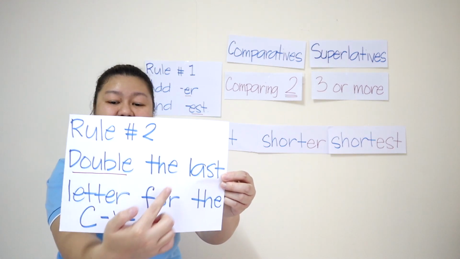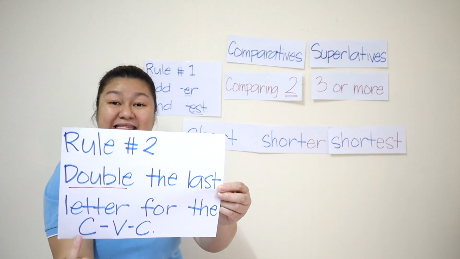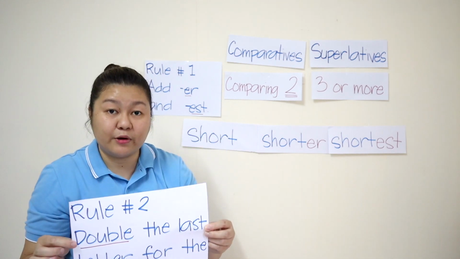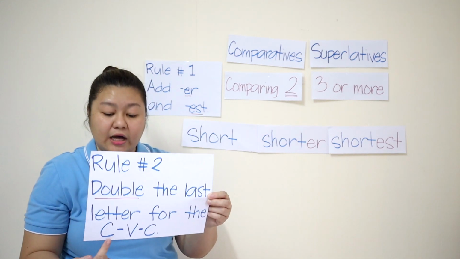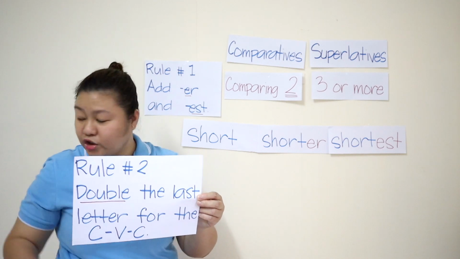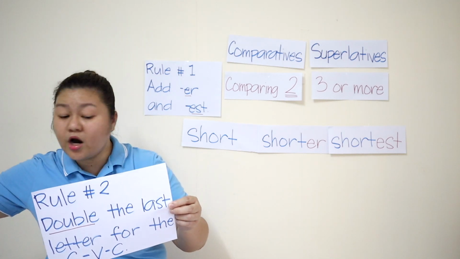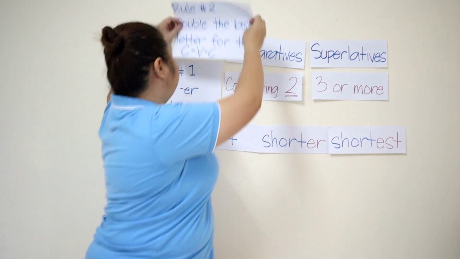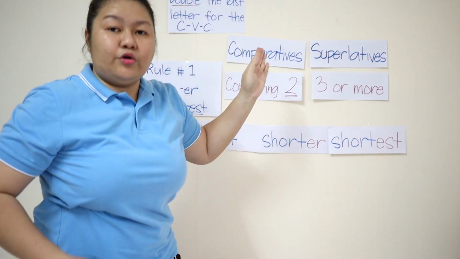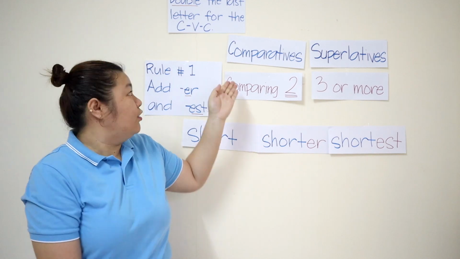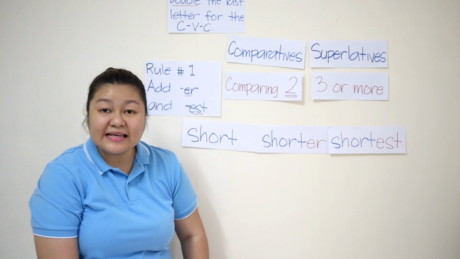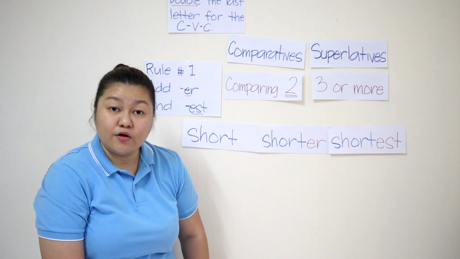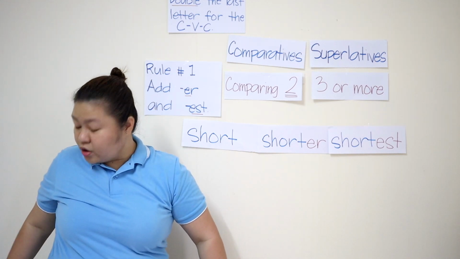Next rule. Rule number 2. Double the last letter for the CVC. Remember the CVC words? Consonant, vowel, consonant. So that is our rule number 2. Double the last letter for the CVC words.